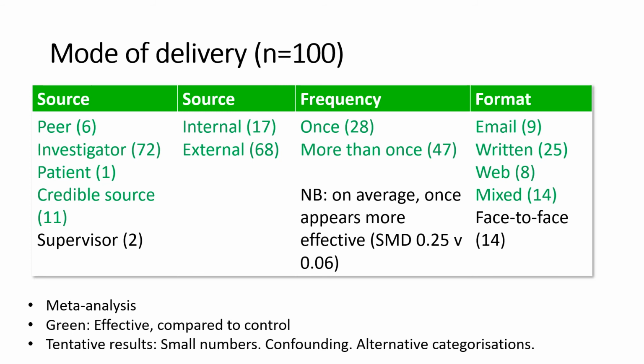In terms of frequency, the social norms interventions were effective whether they were delivered just once or more than once. But on average, it did seem that it was more effective, strangely enough, when it was only delivered once. We're not quite sure why, and that's not particularly consistent with past results. It's plausible that the times when it's delivered more frequently are when the behaviour is more intransigent, but I'm speculating slightly there.